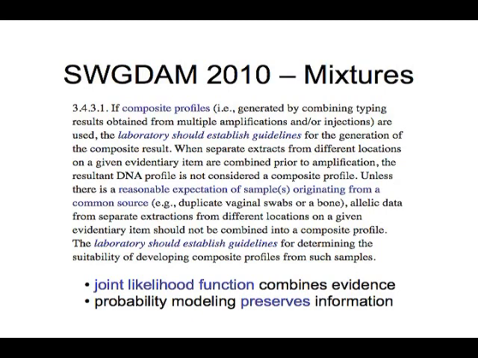Now, mathematically, the way this is done with quantitative data is the standard approach of a joint likelihood function that combines evidence. In the same way that the joint likelihood function combined the individual peaks into a pattern of one amplification, all of those peaks across multiple experiments can be combined to form a composite profile. Probability modeling here again preserves the information. Let me show you how.